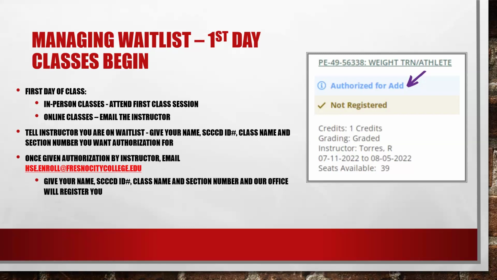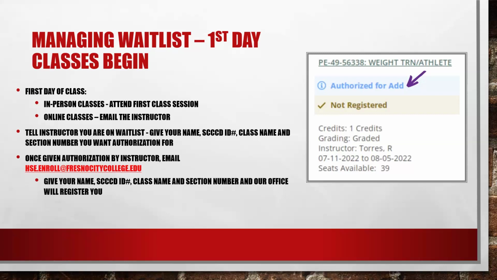You're going to ask the instructor if they have seats available, let them know that you're on the wait list, and be prepared to give them your student ID number if they are going to give you add authorization. If it's an online class, you have to email the instructor this information because there's no in-person meeting time. There's no way for you to meet with the instructor face-to-face. So you've got to send an email on that first day.